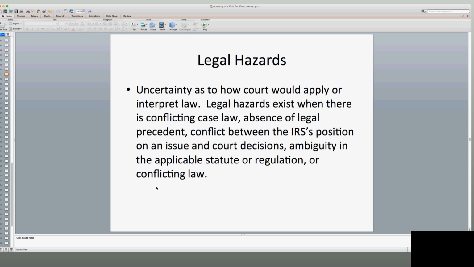Legal hazards: uncertainty as to how the court would apply or interpret law. Again, I can't stress enough the importance of relying on case law at the appeals stage. Here we have a perfect example. The uncertainty as to how the court would apply or interpret law is a factor that the appeals officer has to consider. Legal hazards exist when there's conflicting case law, absence of legal precedent, conflict between the IRS's position on an issue and court decisions, ambiguity in an applicable statute or regulation, or conflicting law.